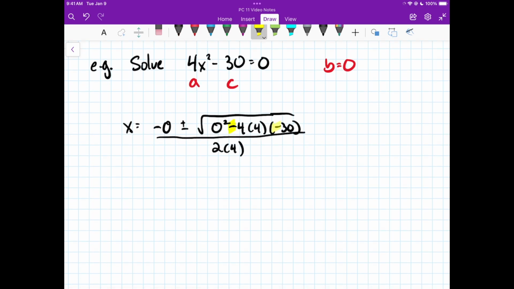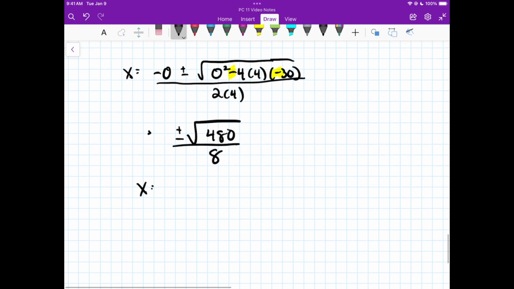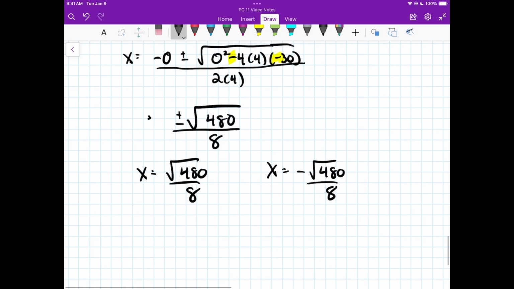Being careful with those negatives, if you simplify all that stuff inside the root, you're going to end up with just root 480, and outside of the root now we've just got plus or minus 8. So our 2 solutions are either x is root 480 divided by 8, or x is negative root 480 divided by 8. So if you calculate those, you're going to get 2.74 or negative 2.74.